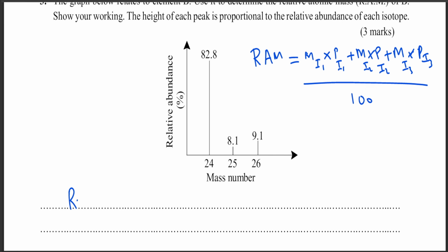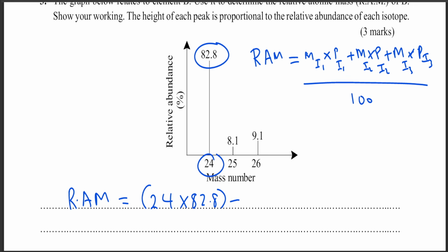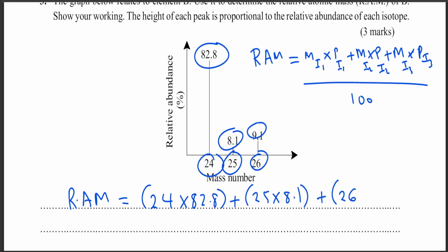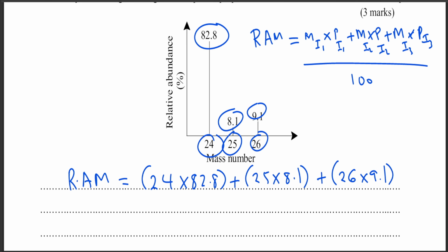So if I want to calculate the RAM, I take the mass number of this, multiply by this. So I'll take 24 times 82.8. And then I'll take 25 times 8.1. And I'll take 26 times the percentage abundance, which is 9.1. So 26 times 9.1. And then obviously you divide it by 100.